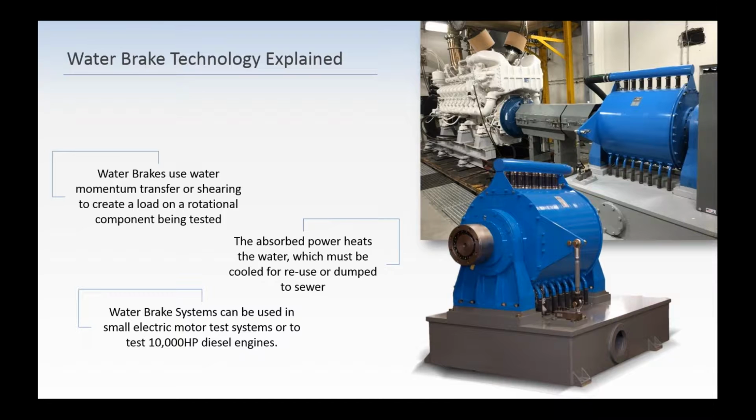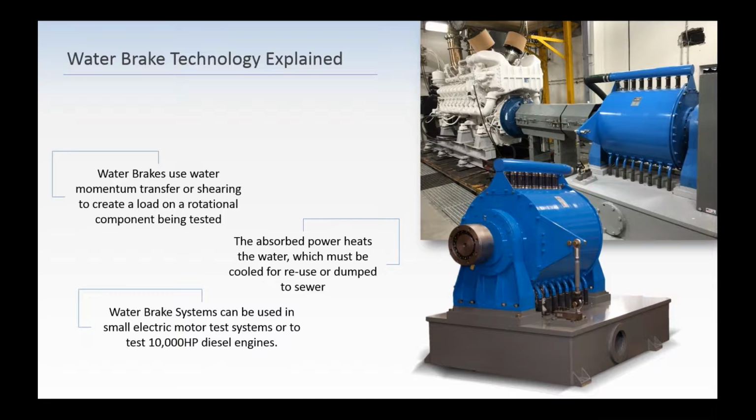Ultimately, a water brake uses water shear and momentum transfer to create the load simply by heating the water and varying the water flow through the water brake in order to increase or decrease the load with the closed loop control system. Water brakes, again, depending on the size, can be used for very, very large diesel engines with a lot of torque down through high speed.